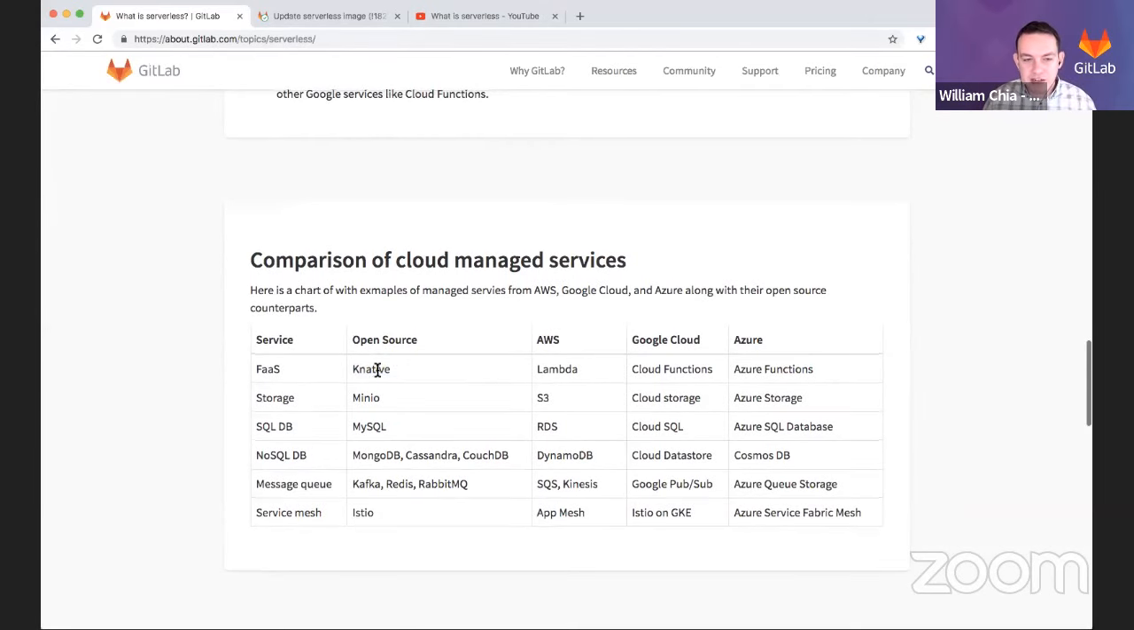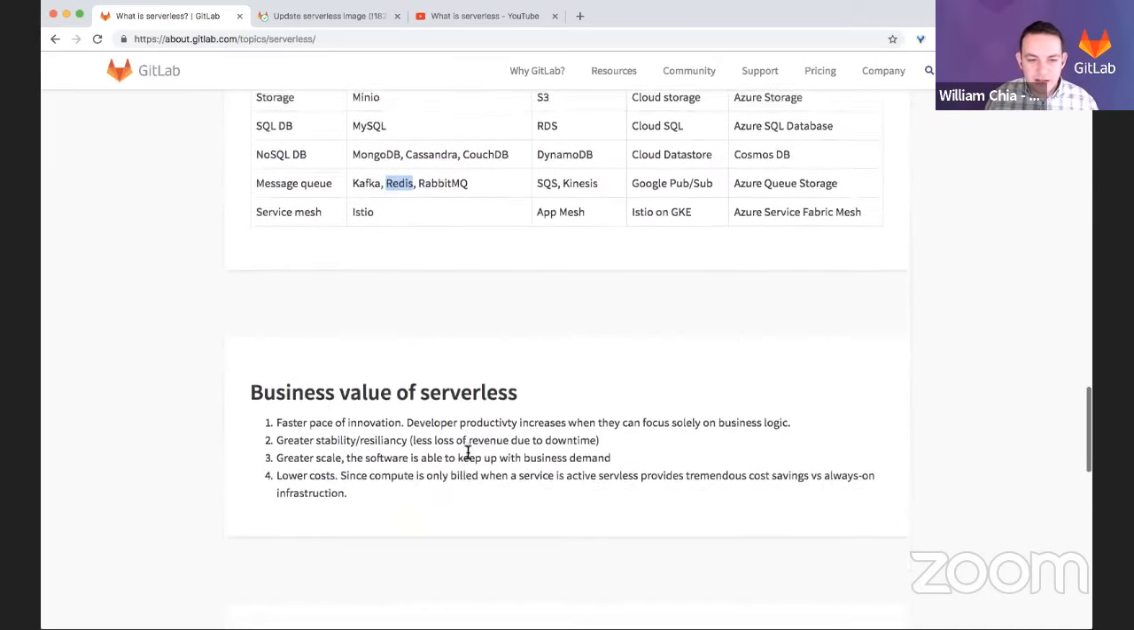But I just put it there because that's what we used in GitLab serverless, which really I probably could put GitLab serverless as the open source FaaS. That would be a bit more accurate. But there's some open source, you know, for example, if you think of Redis, that chart there you can examine.